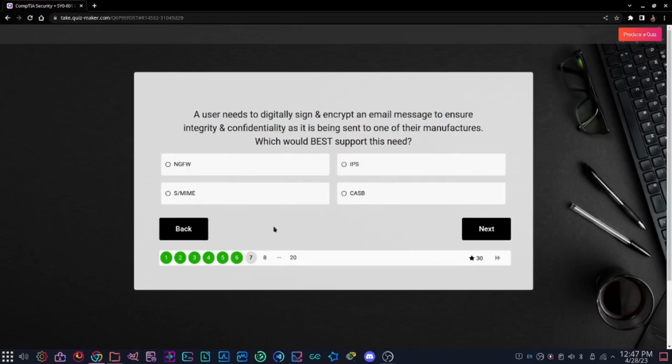Question 7. A user needs to digitally sign and encrypt an email message to ensure integrity and confidentiality, as it is being sent to one of their manufacturers. Which would best support this need? So we have NGFW, IPS, SMIME, or CASP. So the best one to ensure integrity and confidentiality, we know that SMIME is used to encrypt email for integrity and confidentiality. So the best answer here would be SMIME.